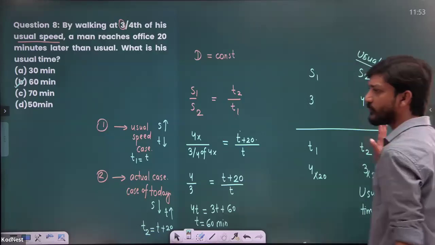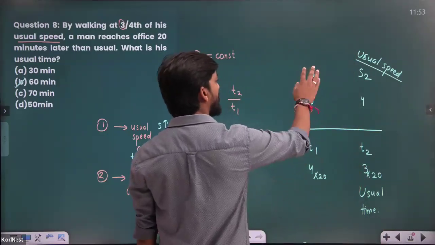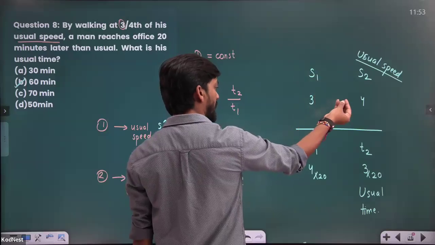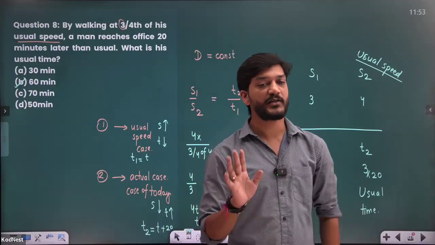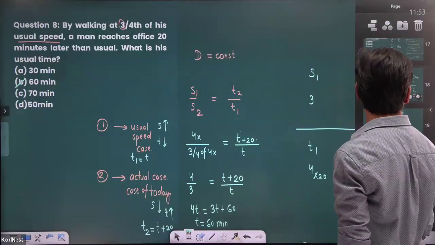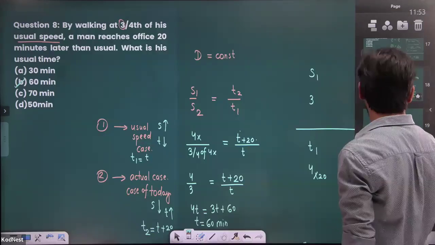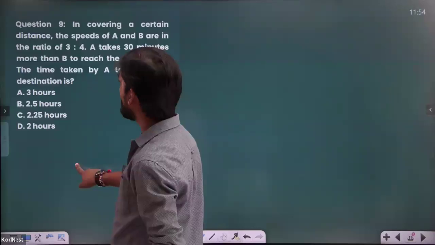So this you have to understand later. First write the values, then see 1 is for usual or today. 2 is for usual or today. You think it later. This is the best way to solve it. Let's see the next question. Yeah, the next question, carefully see. I will solve it the same way.